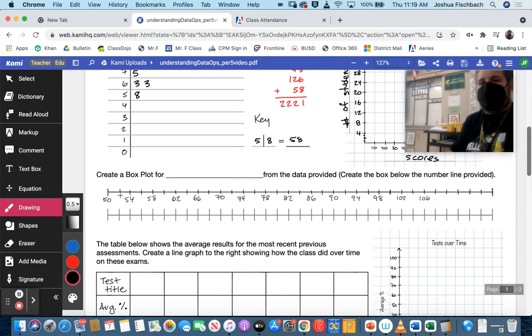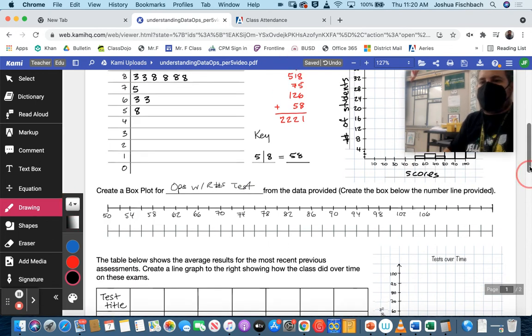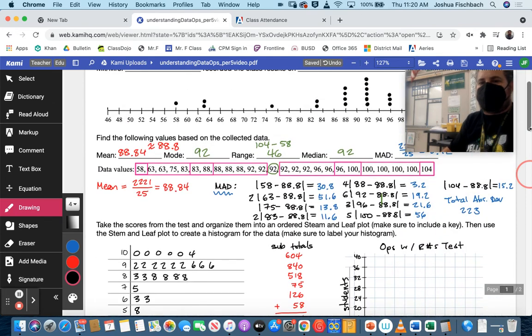Okay? So now I've got my number line all created nicely. All I have to do here is label this, create a box plot for what? And this would be the ops with rational numbers test. And then I'm going to, of course, put my dots on. So if you remember your box plot, there's the 5 points of data you need. You need the lower extreme, the upper extreme, the upper quartile, the lower quartile, and the median.